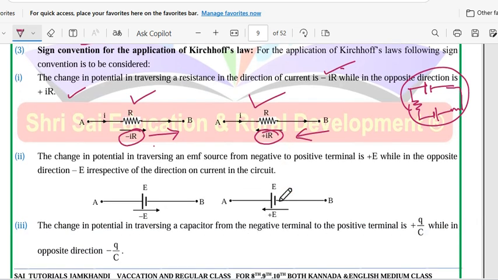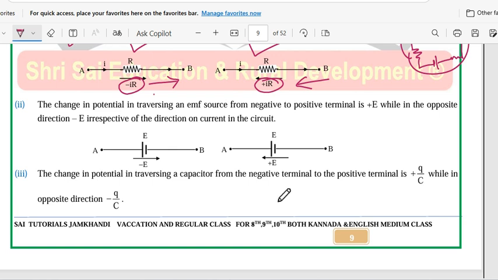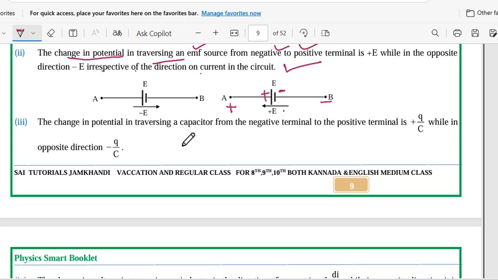The second one is the change in potential in traversing an EMF source. Suppose you consider the potential in traversing the EMF source from negative to positive terminal, it is plus E. Suppose this is plus and this is minus. From the negative to the positive terminal it is plus E, while in the opposite direction it is minus E, irrespective of the direction of current in the circuit. This is minus E from positive to negative.